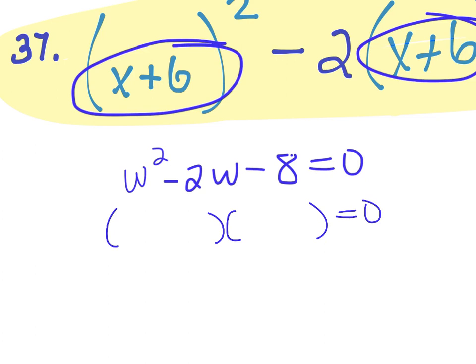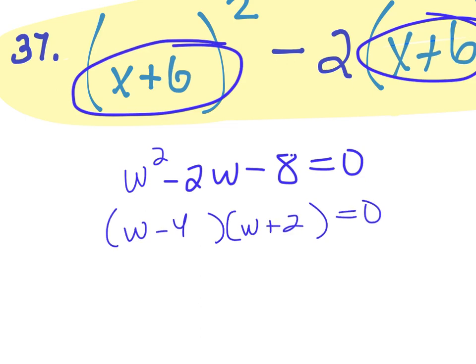2 and 4, good. What are my signs? Very good. -4 and +2. Remember, because 2 negatives when you multiply give you a positive. So you have W minus 4 times W plus 2.